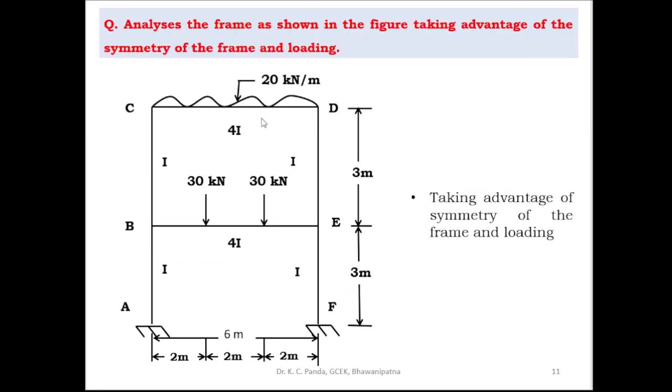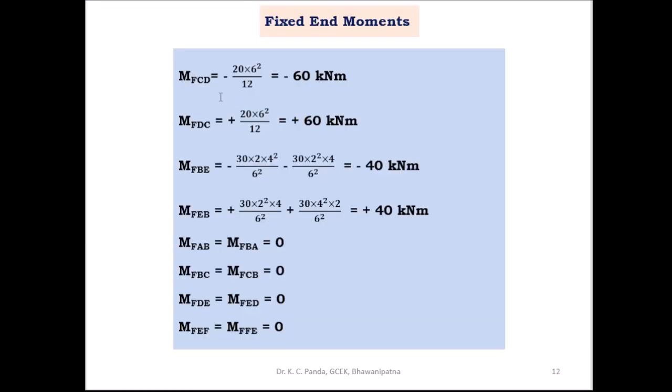As you know, in the first step, you have to find the fixed end moment at the end of each member. Here, on the horizontal member CD, there is a 20 kilonewton per meter UDL. Find the fixed end moments MFCD and MFDC. MFCD is equal to minus 20 into 6 square by 12, and MFDC is equal to plus 20 into 6 square by 12. So MFCD is equal to minus 60 kilonewton meter and MFDC is plus 60 kilonewton meter.